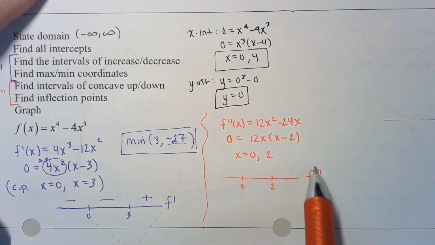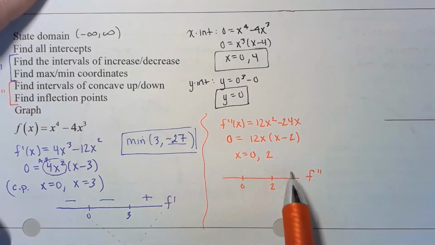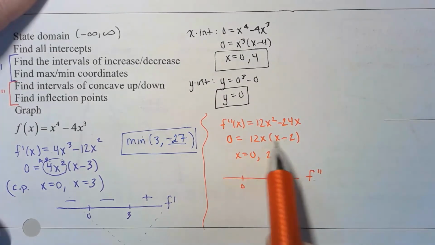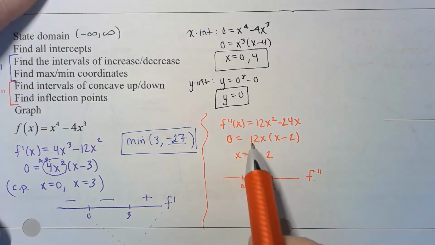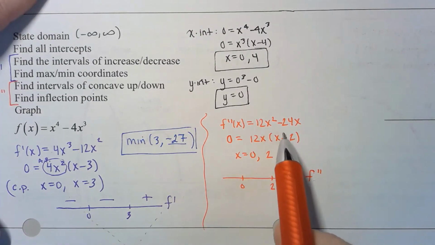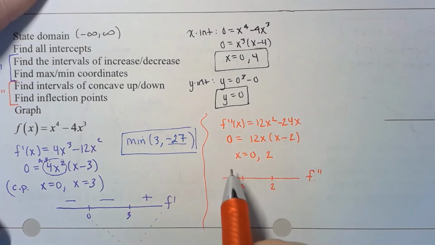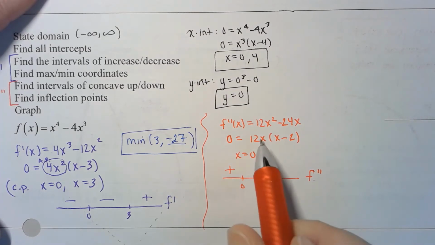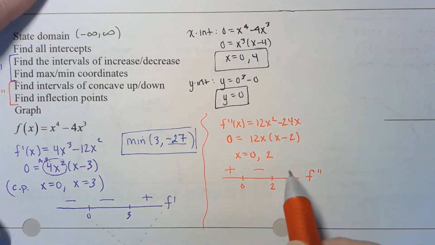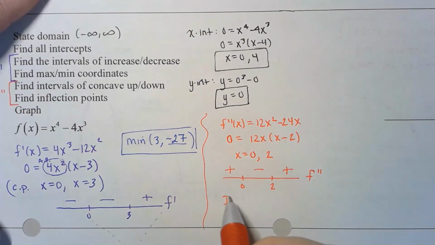Remember, if it's the second derivative test, I'm going to go plug numbers into the second derivative, which is here. If I plug in a negative 1, this will become negative. Negative 1 minus 2 is still negative, and negative times a negative is a positive. If I plug in a positive 1, I get a positive times a negative. And if I plug in a 3, I get a positive times a positive. Which means I'm concave up, then concave down, then concave up. Which means I have inflection points when x equals 0 and when x equals 2.